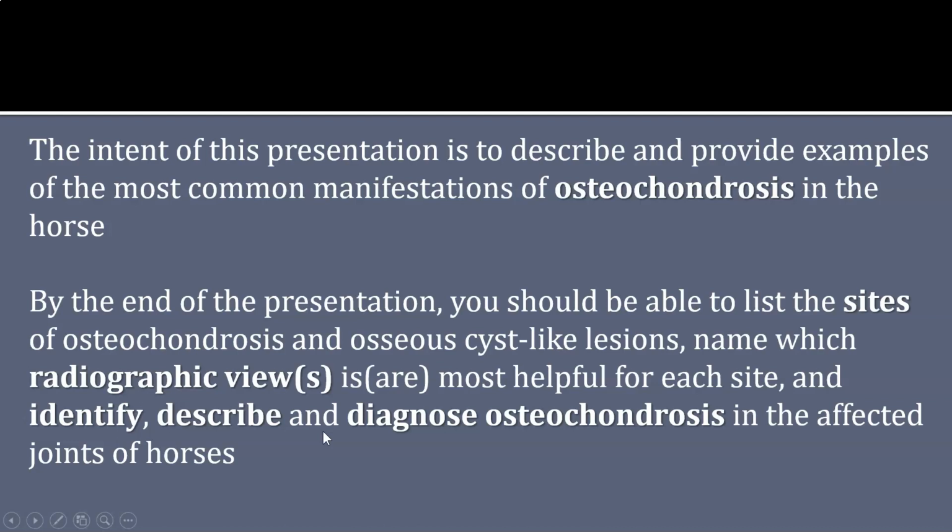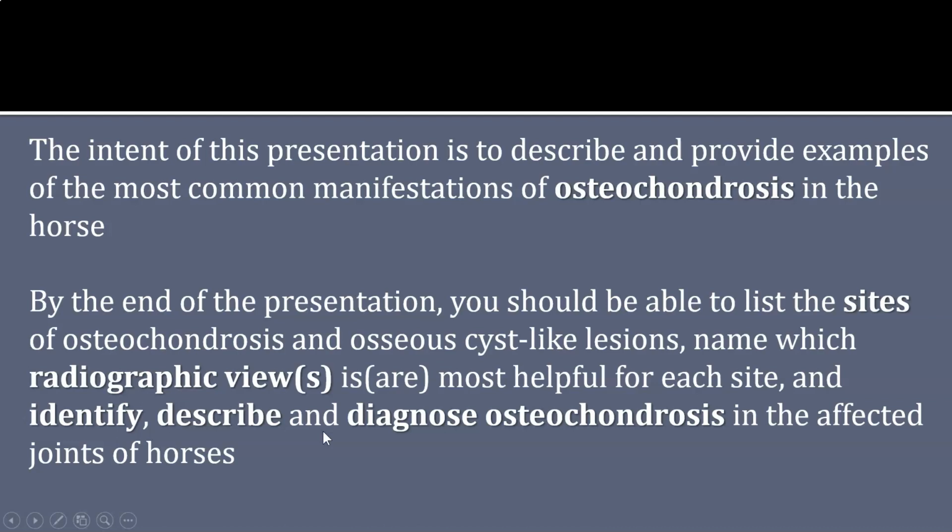And by the end of the presentation, you should be able to list the sites of osteochondrosis and osseous cyst-like lesions, name which radiographic view is the most beneficial for each site in each joint, and be able to identify, describe, and diagnose osteochondrosis in horses.